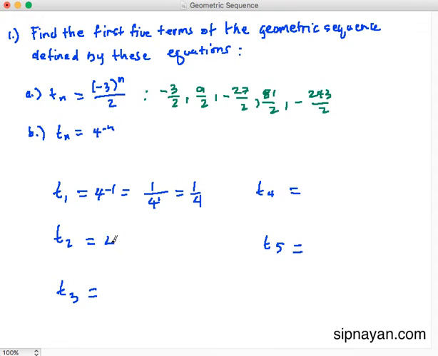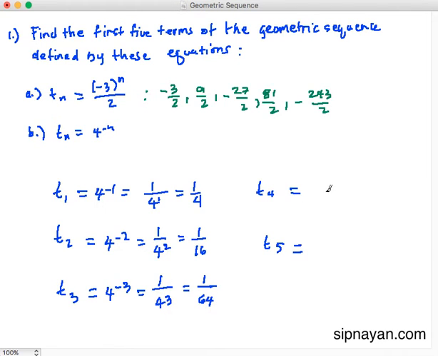Next, we have 4 raised to the negative 2. This becomes 1 over 4 squared, no? Kinuha natin yung reciprocal para maging positive yung exponent niya. And 4 squared is 16, meaning this is 1 over 16. No? 4 raised to the negative 3 is equal to 1 over 4 cubed, which is equal to 1 over 64. No? 4 times 4 is 16, times 4 is 64.